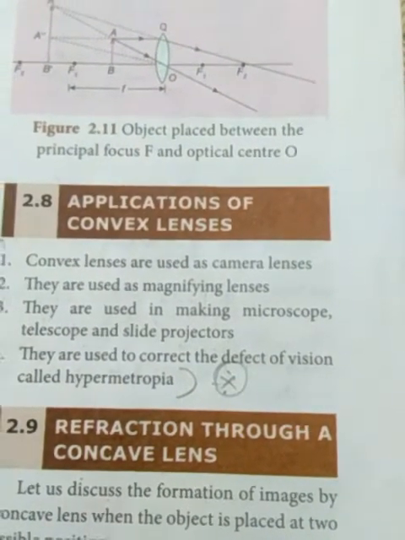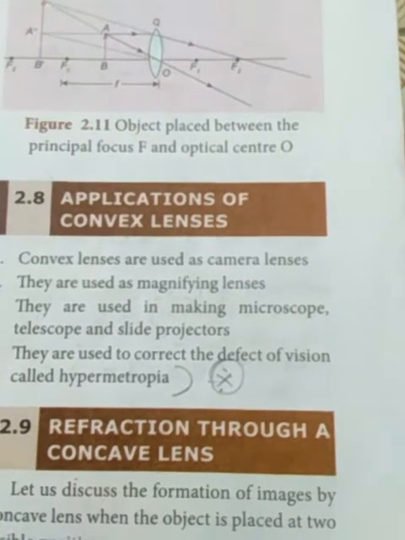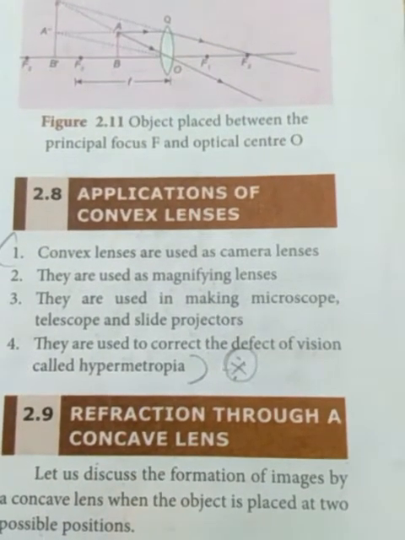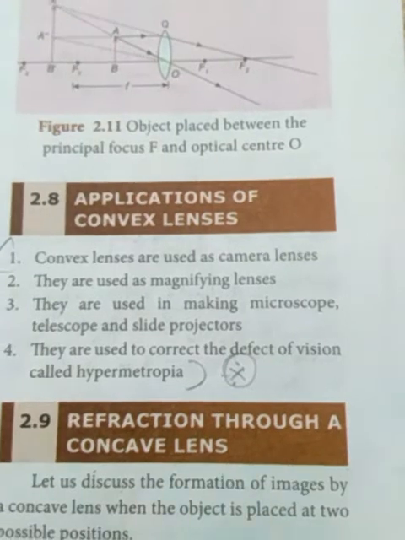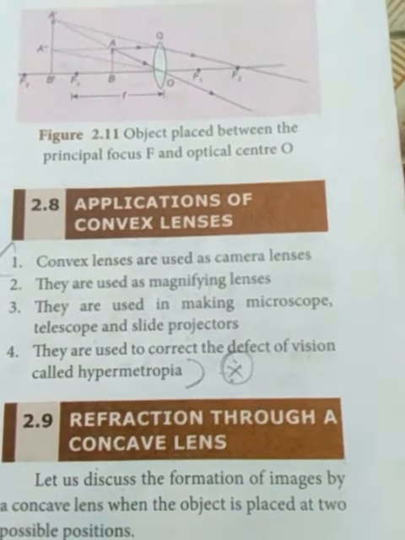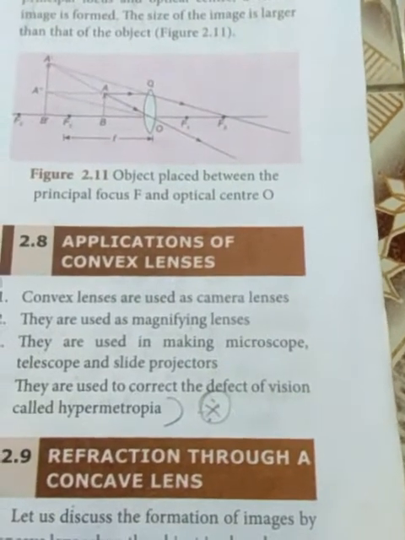Convex lenses are used as camera lenses. They are used as magnification lenses. Magnification means a normal image is changed into a bigger image. Next, the third one.